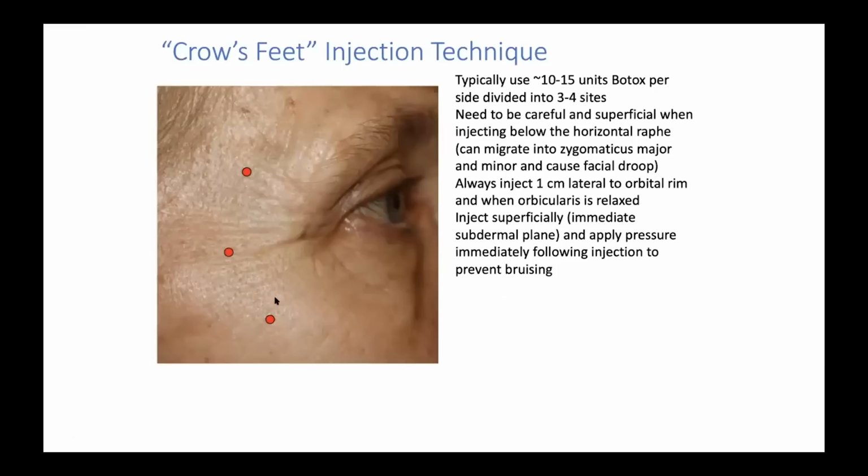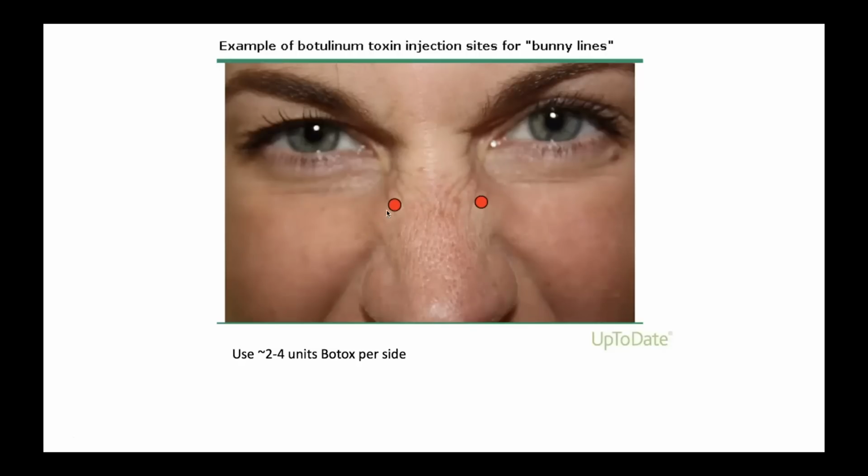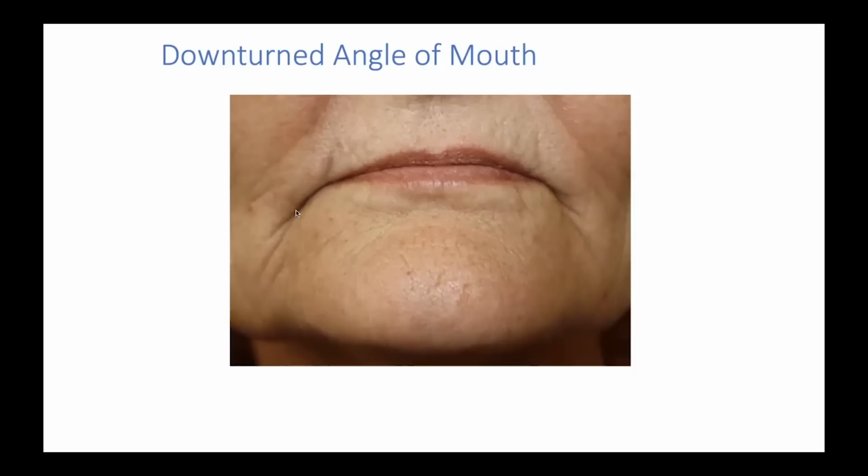For our lateral lines, we'll put a couple units of Botox here just underneath the skin, and that will often cause those wrinkles to relax. We can treat the bunny lines and get rid of these wrinkles here. The lower face is often fraught with issues when we treat it with Botox, but we can use it to sometimes improve these downward lines.